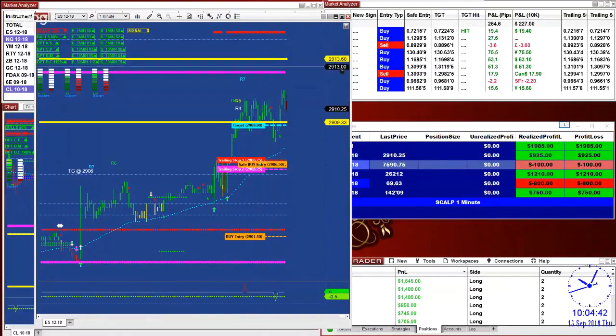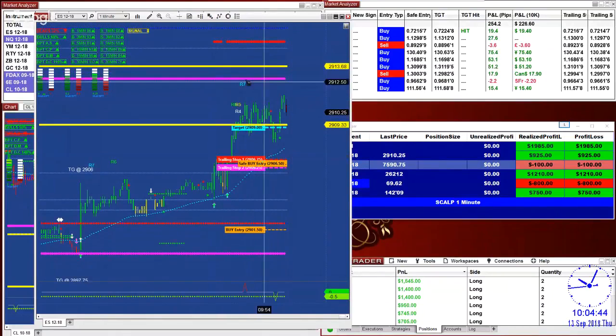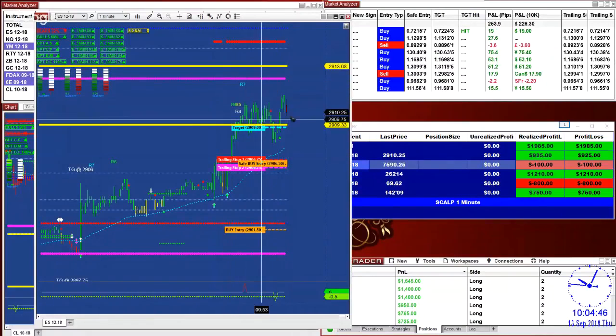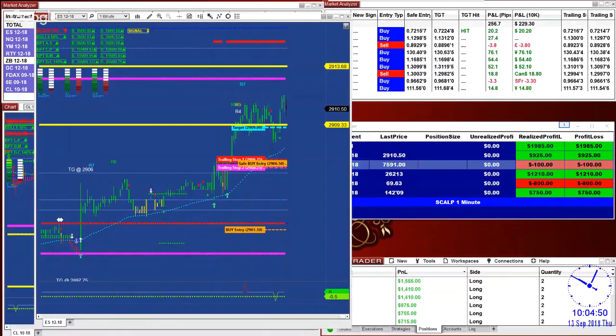But this is telling us right now, between the two yellow lines, that means the market is fixing to take a dive. Okay?